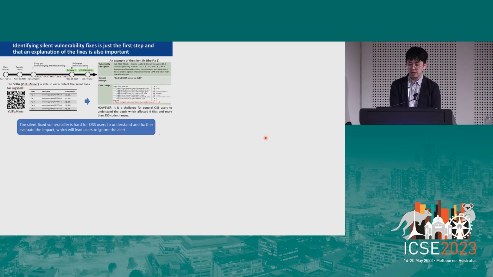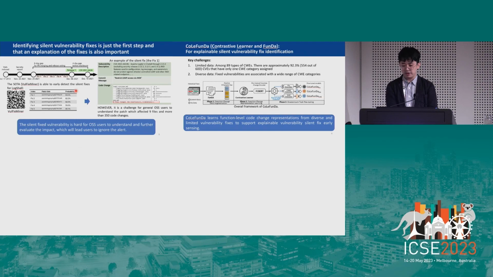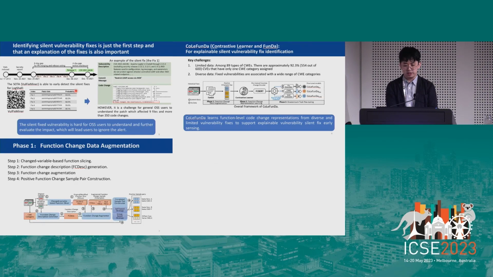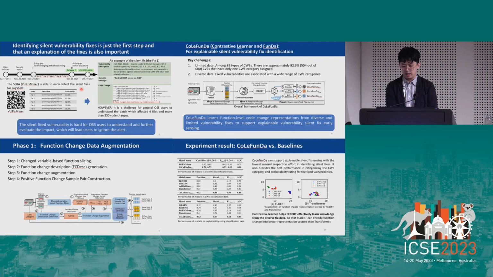So in summary, in this study, we advocate the importance of explanation for silent vulnerability detection, and then we propose a framework called Funda for it. Especially, we design a low-level data augmentation for function-level code change, which can support supervised and unsupervised settings. And then we demonstrate the explanation ability with the CWE and the exploitability rating classification task. Funda outperforms all the SOTA in all downstream tasks.